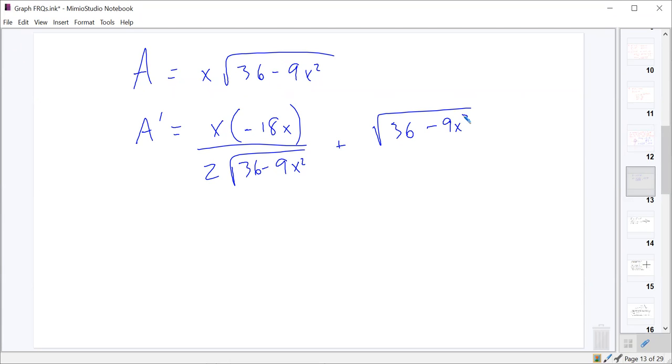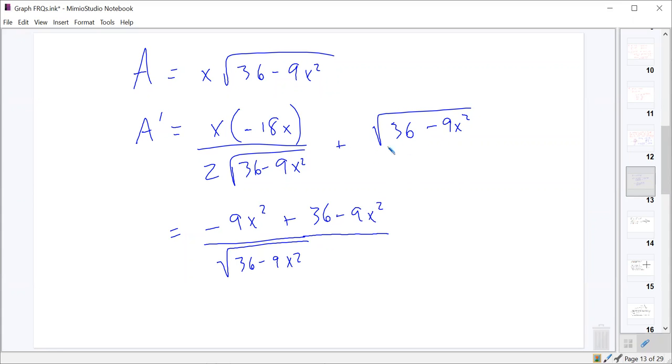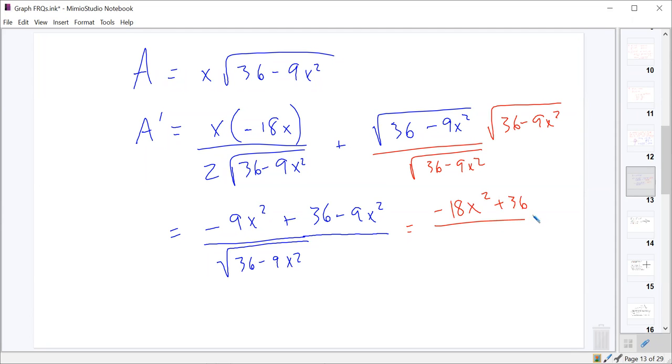And then we're going to want to simplify this to make this a negative 9x squared up here. And then I'm going to put plus 36 minus 9x squared. I'm going to multiply both the top and the bottom of this by root 36 minus 9x squared to get a common denominator. And then I'll have negative 18x squared plus 36 over root 36 minus 9x squared.